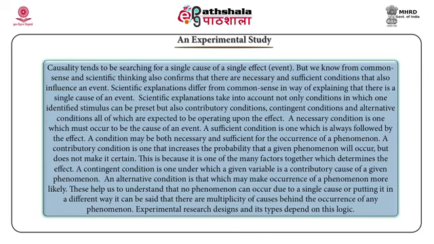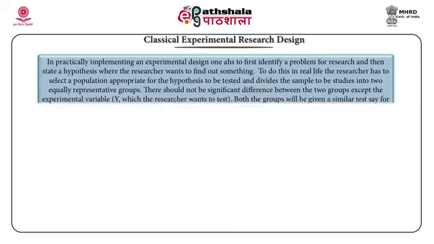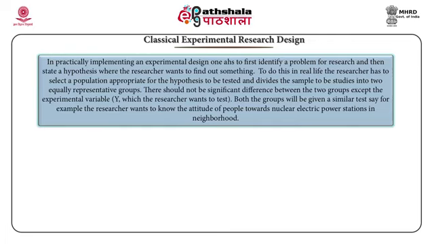To do this in real life, the researcher has to select a population appropriate for the hypothesis to be tested and divide a sample to be studied into two equally representative groups. There should not be significant difference between the two groups except the experimental variable. Both the groups will be given a similar test.